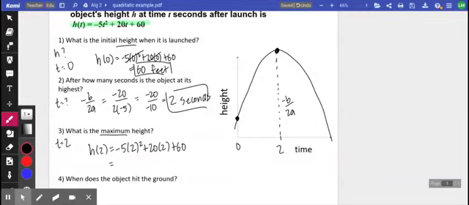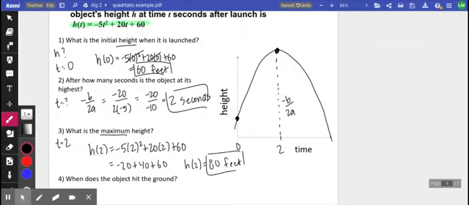Don't forget your order of operations. We need to square this 2 first, so we get -20 plus 40 plus 60. So the height at 2 seconds is 80 feet. So that's going to answer my maximum height.